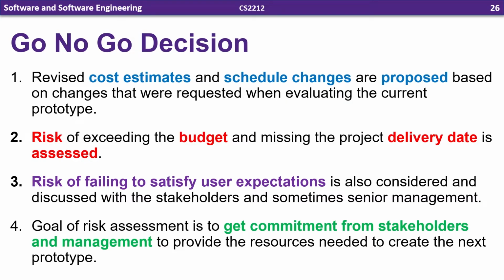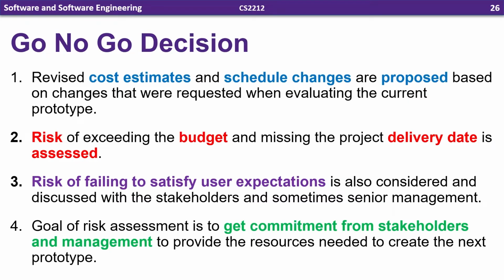Another thing here is managing risk. We have to consider the risk of exceeding the budget and missing the delivery date. We have to assess that. What's the likelihood of that happening? We also have a big risk that we have to consider, which is failing to satisfy the user's expectations. Are we actually going to be able to make what the stakeholders want?